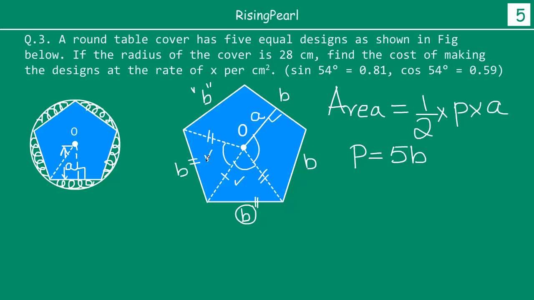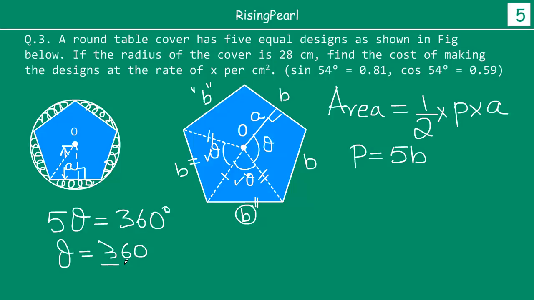Now, if there are 5 sides, 1, 2, 3, 4, 5, there are 5 angles at the center. So each of the angles, if I call each of these angles theta, theta, theta, there will be 5 thetas which will be equal to 360 degrees. Because if we take all of them together, that is 360 degrees, or theta equals 360 divided by 5, which will be 5 sevens are 35 times 2, 72 degrees. That means this angle is 72 degrees.